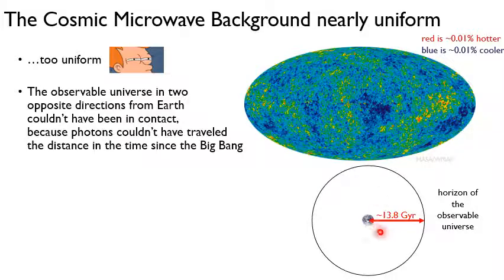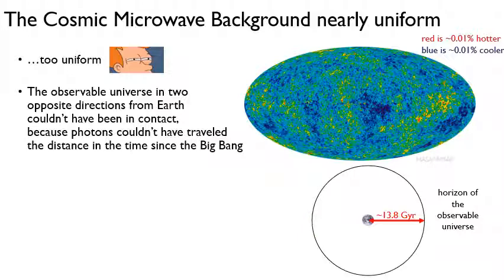So if we look one direction from the Earth and we turn around and look the other direction from the Earth, the things are very uniform. They're extremely similar in structure, extremely similar in temperature. There seems to be very little variation. And how can we really explain that?